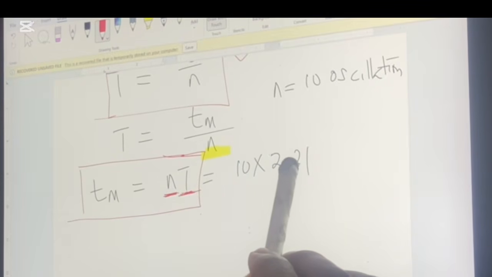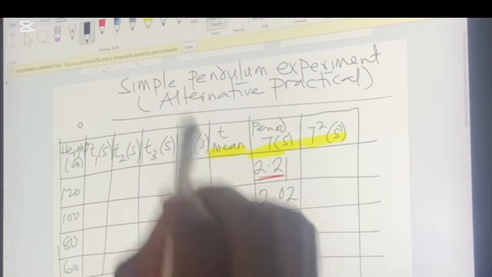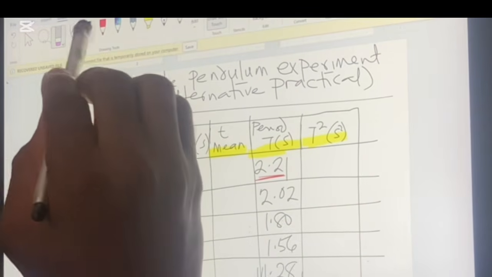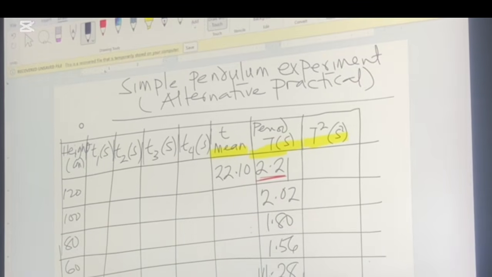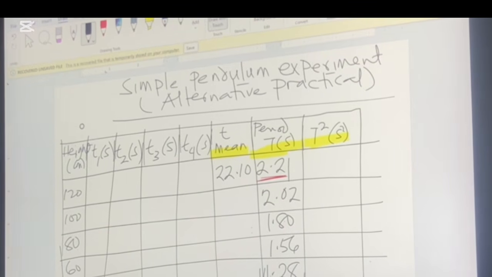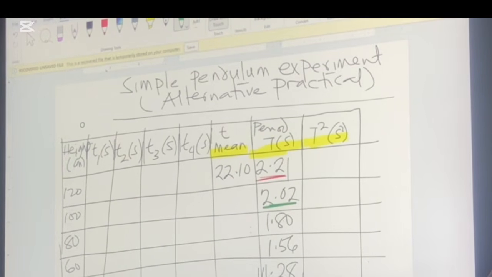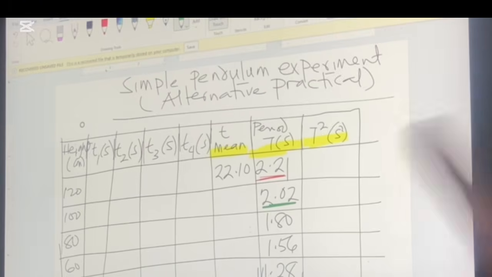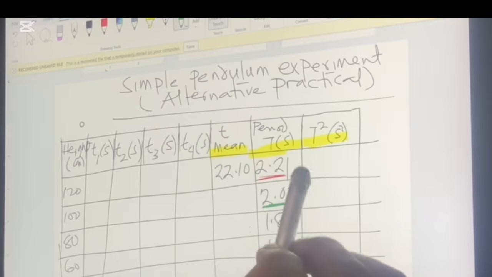10 times 2.21 will give us 22.10. I put in that 10 to approximate to two decimal places. So to find this part, remember that the formula connecting the period and the mean time is n times T. Not going too far, because this is practical and you are being timed, we multiply this by 10. I will have this to be 20.20.